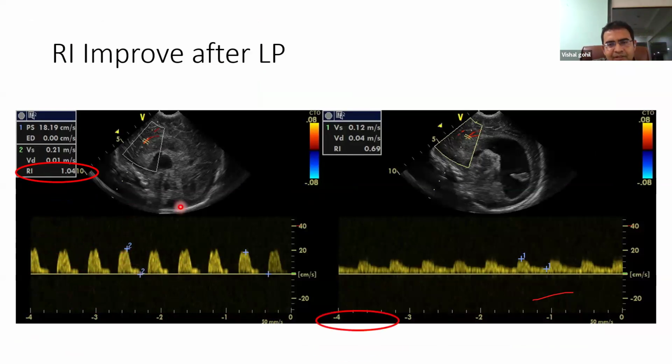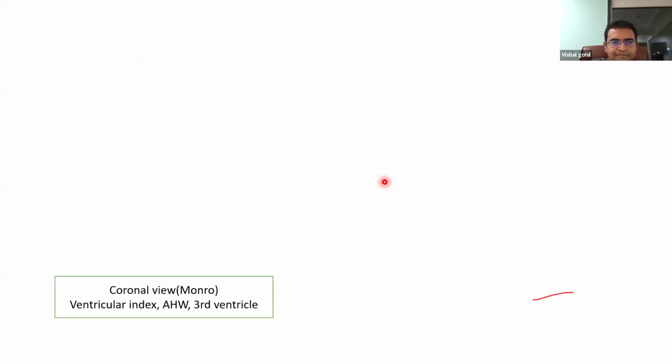Once I did the lumbar puncture, the RI drastically improved. Now you can see there is a diastolic flow over here, and when I measured the RI, it went down to 0.69. So that is the advantage of ultrasound, that you can intervene early and you will get a chance to get a good neurodevelopmental outcome in all these babies.